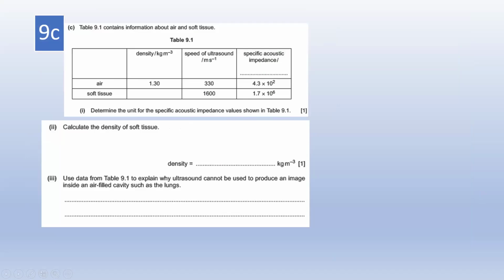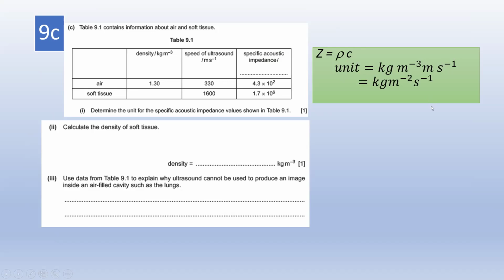Table 9.1 contains information about air and soft tissue. Determine the unit of acoustic impedance value shown in table 9.1. This is AS work. Finding unit. So you can get it from the equation. The unit for density. The unit for speed.